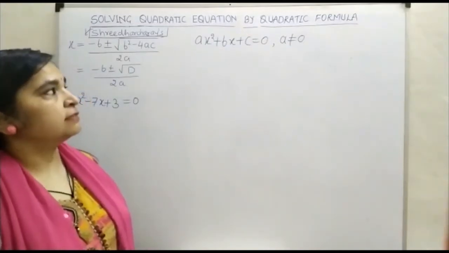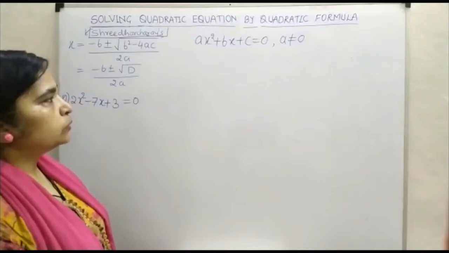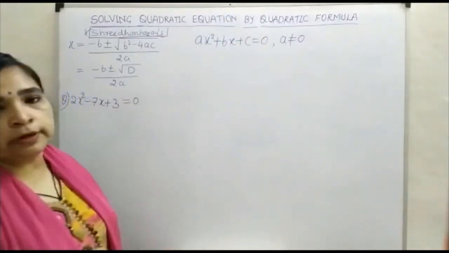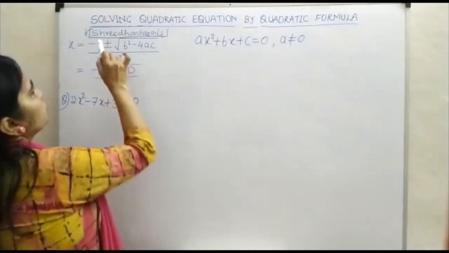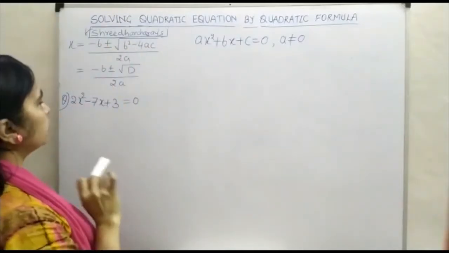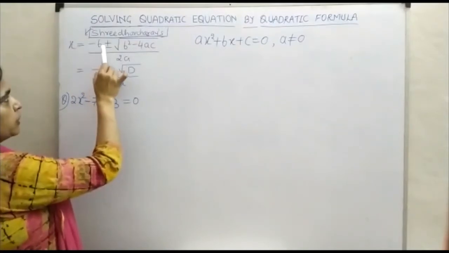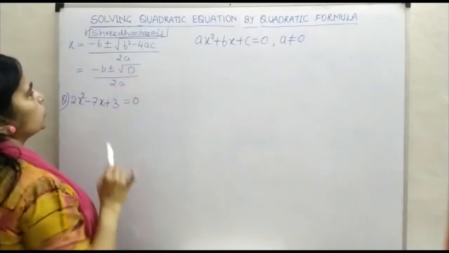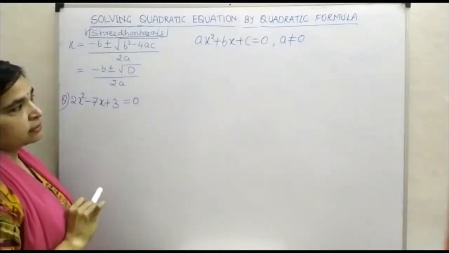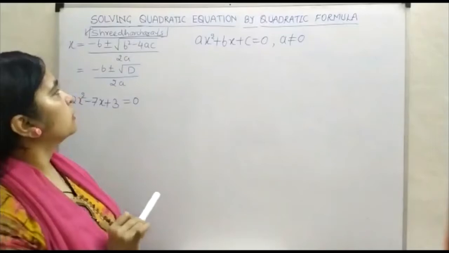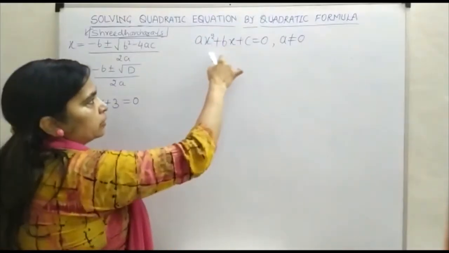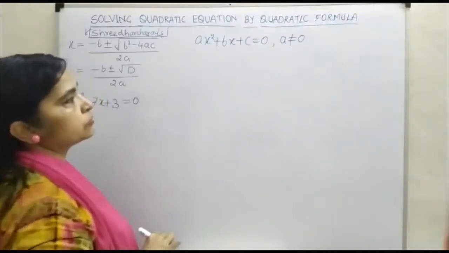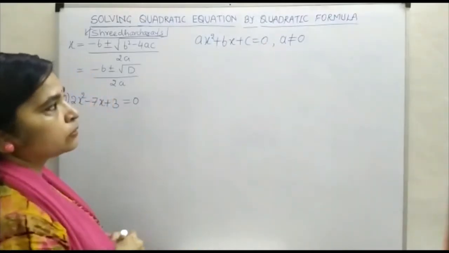Today in this section we will see how the quadratic equations can be solved by the help of quadratic formula, which is also known as Shreedharcharay's formula, and it is given by x is equal to minus b plus or minus under root b square minus 4ac upon 2a. Now let us see how we can derive this formula with the given standard quadratic equation ax square plus bx plus c is equal to 0, where a is not equal to 0.